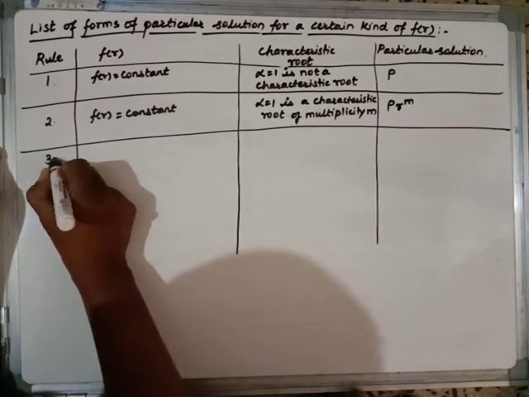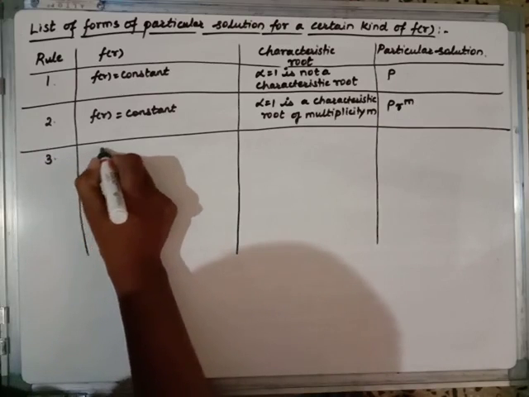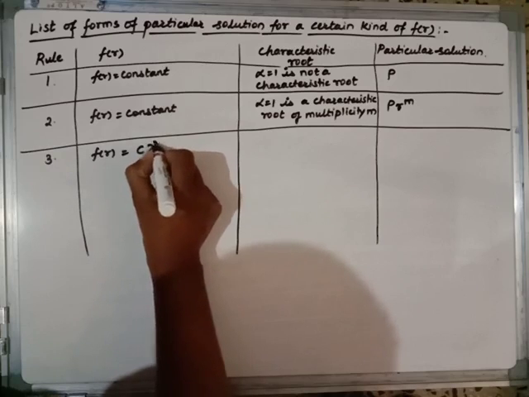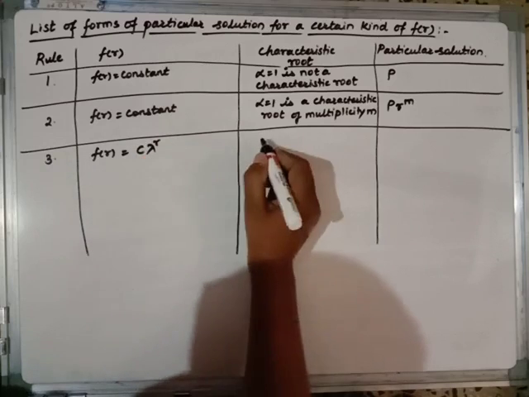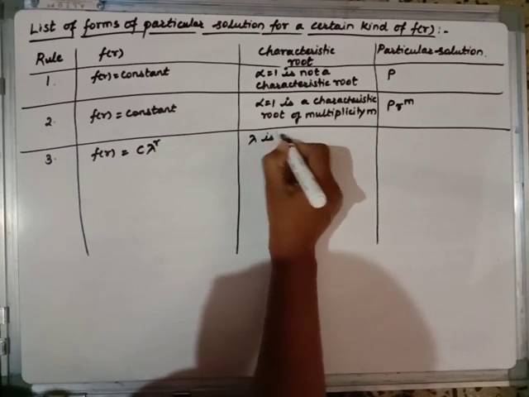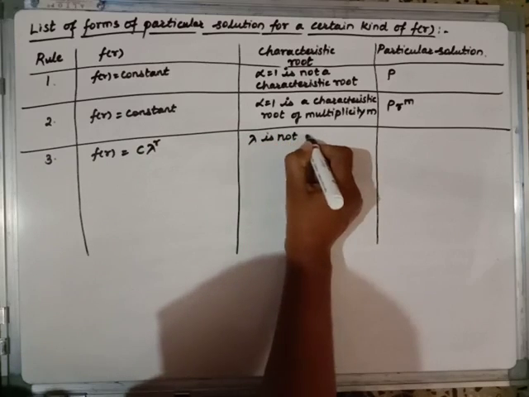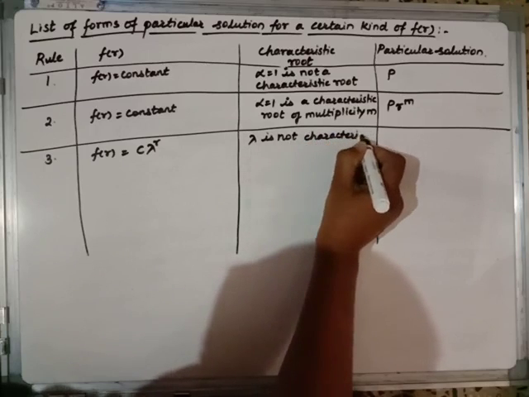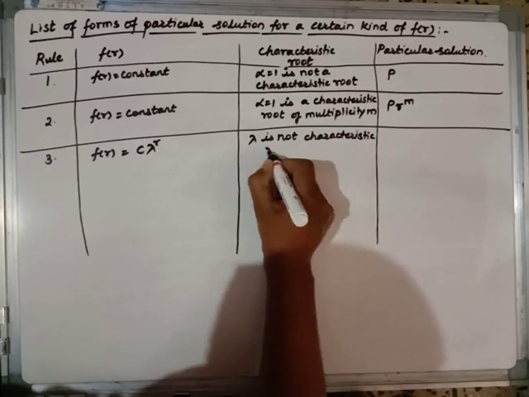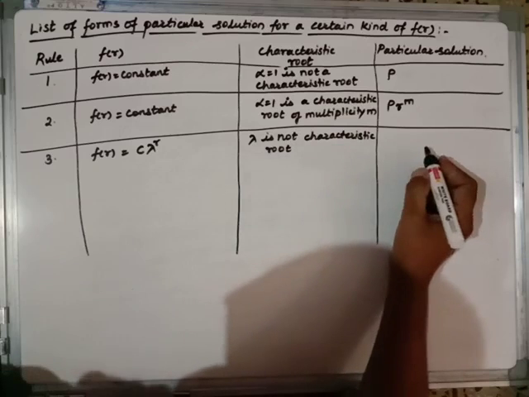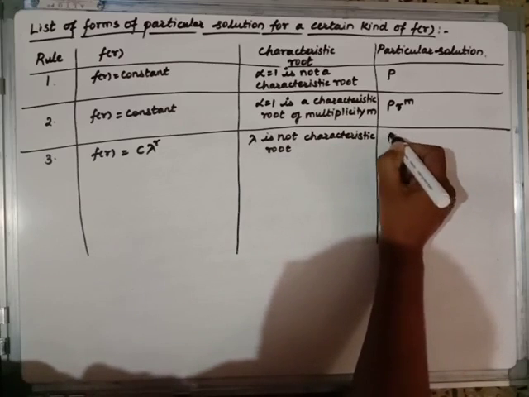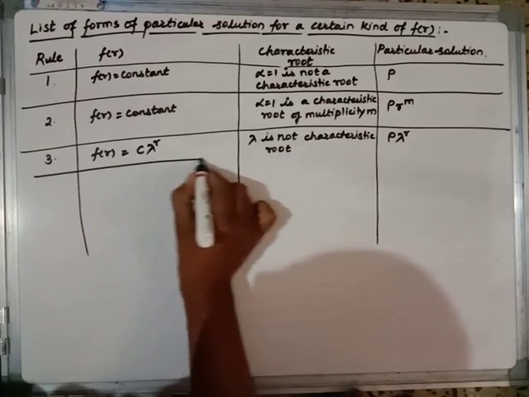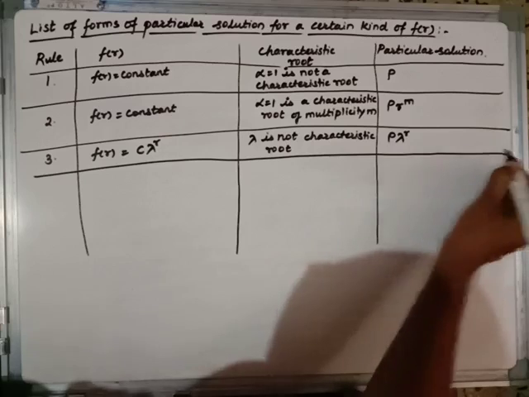This is the rule. So now, the third rule says f of r is of this kind, c lambda raised to r, where this lambda is not a characteristic root. In that case, this particular solution will be p lambda raised to r. Simply it will be p lambda raised to r.